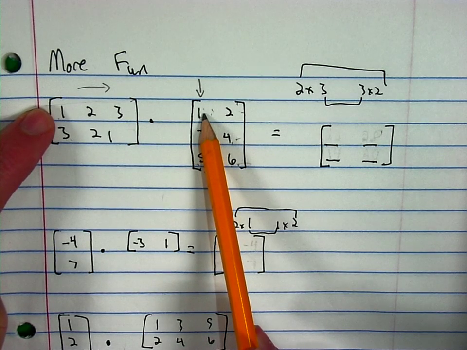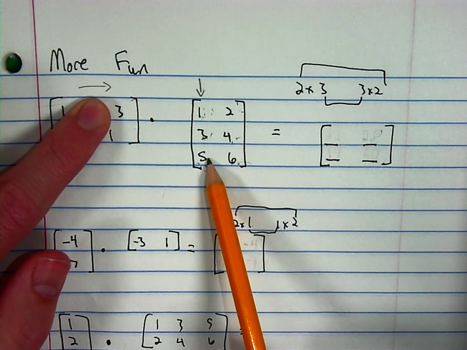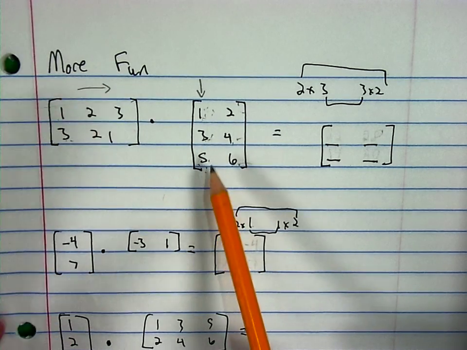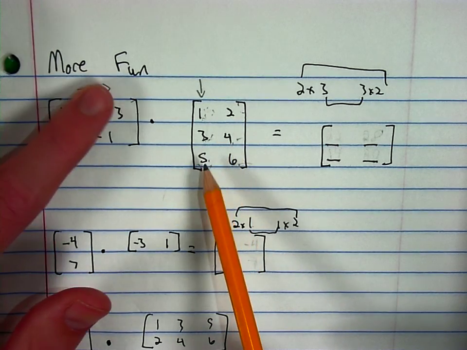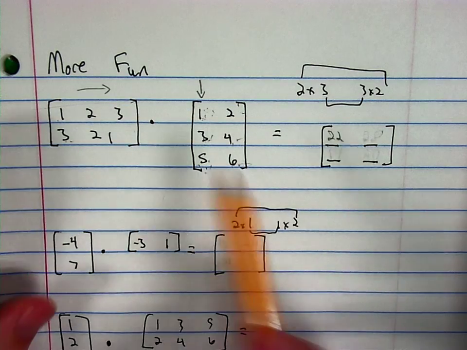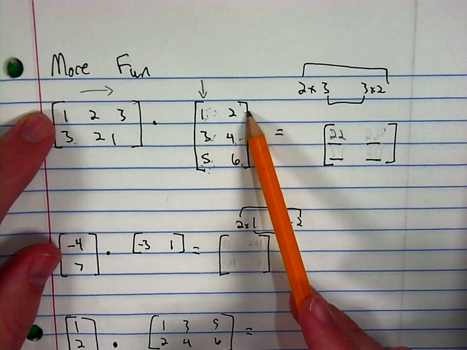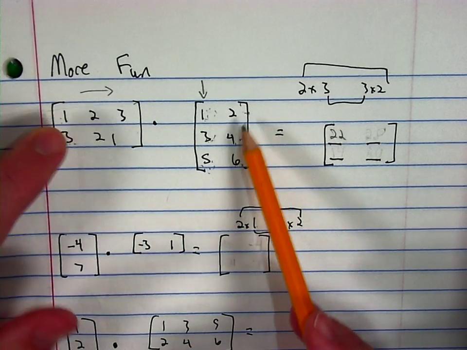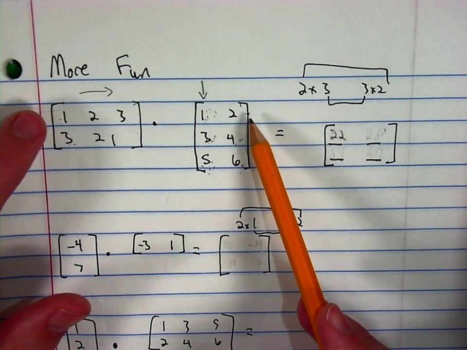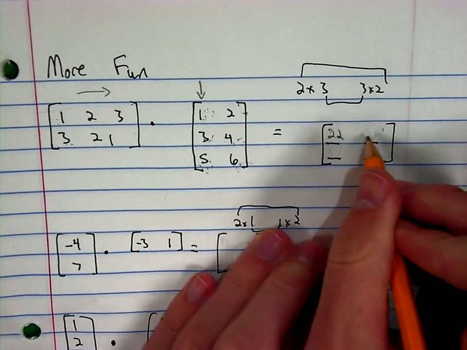Okay, so remember, we go row times column. First one times first one, 1 times 1 is 1. 2 times 3 is 6. 3 times 5 is 15. So that was 1 plus 6 plus 15. So 1 plus 6 is 7, plus 15 is 22. Okay, now top row, right column. First one in the row times the first one in the column. 1 times 2 is 2. 2 times 4 is 8. 3 times 6 is 18. So 2 plus 8 is 10, plus 18 makes it 28.